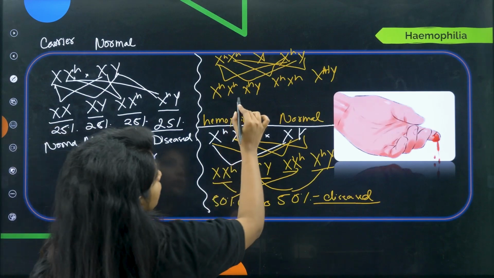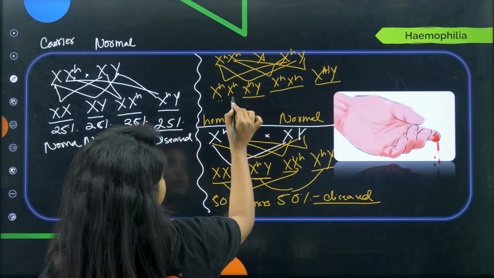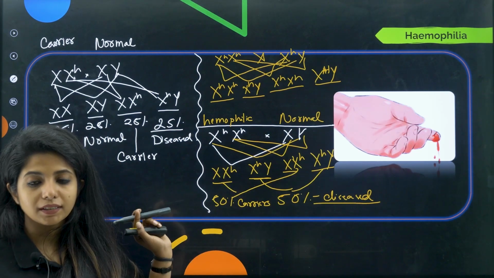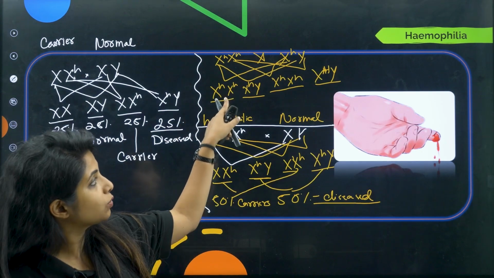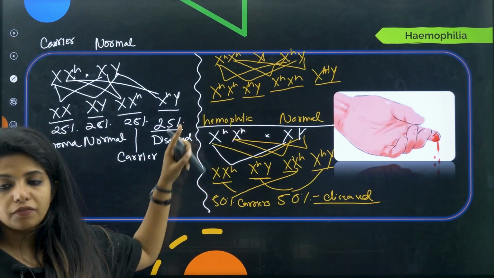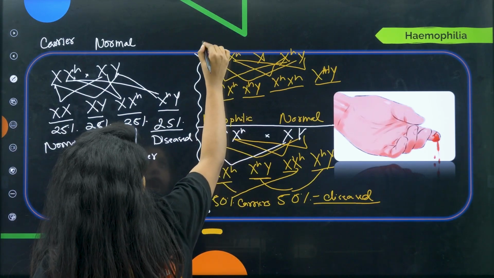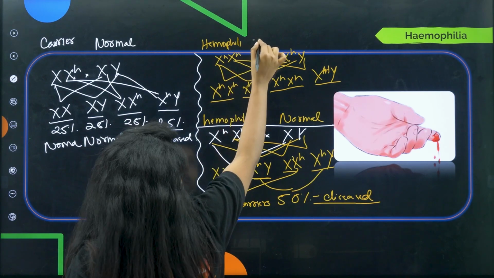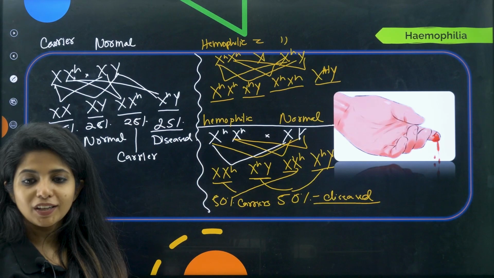So if you see, this is disease, this is disease, this is also disease, this is also disease. All of them, be it daughters or sons, have the disease. 100% disease is caused because there is no one to dominate in X over here, and in XY there is only one X, and if it is affected, then you will have the disease. So when the mother is hemophilic and the father is also hemophilic, the child has to be hemophilic anyway. So these are different combinations.